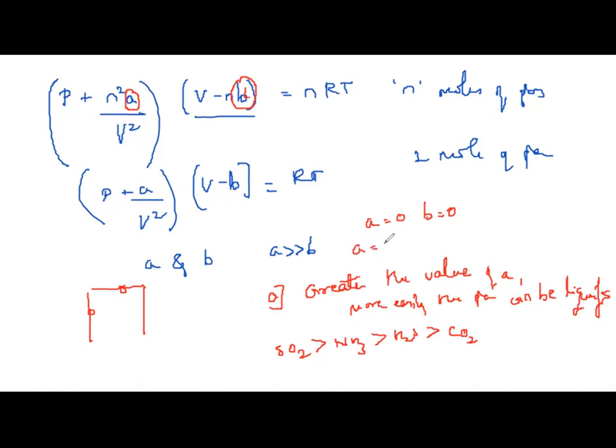What is the unit of a? The unit of a is pressure correction: atmosphere liter squared per mole squared. Yes, this is the unit for a. The SI unit, you can take it as Newton m raised to 4 per mole squared. This is the unit for a.